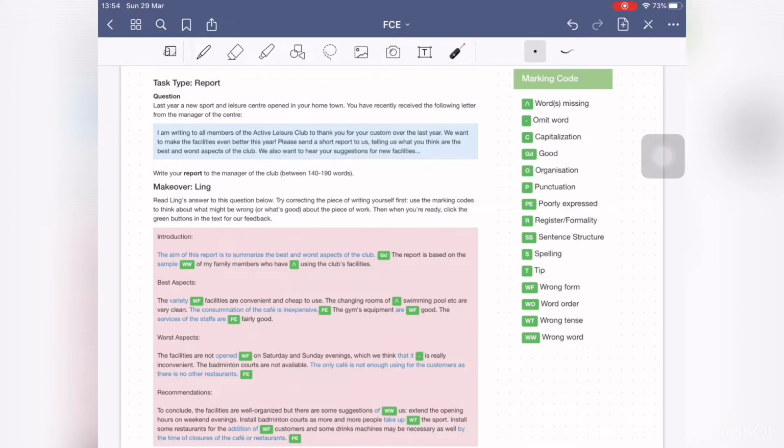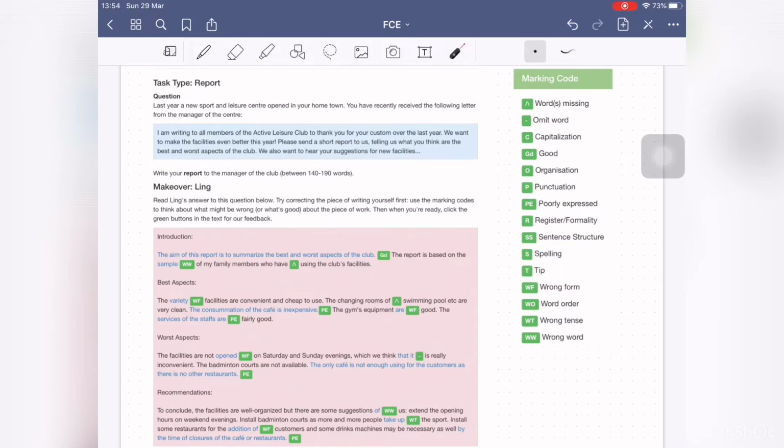Okay, so let's look at the question. Okay, this is why we are writing this report. Okay, so it is about a new sport and leisure center that was opened in the hometown. Okay, and it also says that the manager of the center wrote a letter.